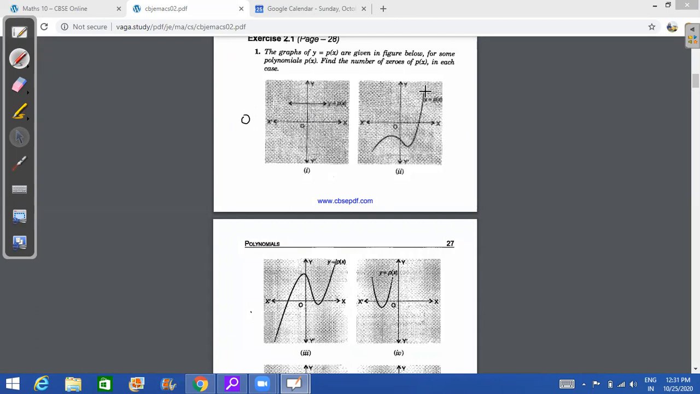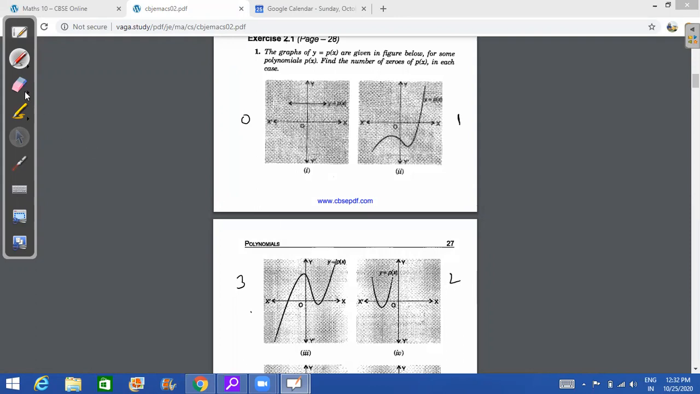Look at the next one. This graph is intersecting the x-axis at how many points? At 1 point. So I can say the number of zeros is 1 in this case. If you look at the next one, 1, 2, 3, the number of intersection points is 3 on the x-axis. So we can say the number of zeros is 3, and similarly here the number of zeros is 2.